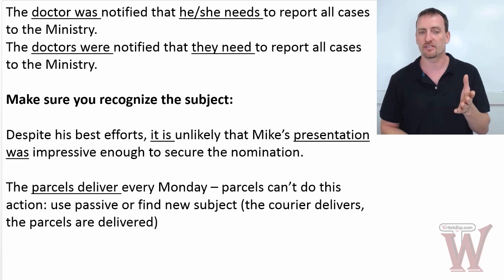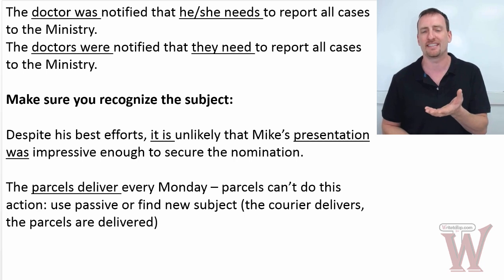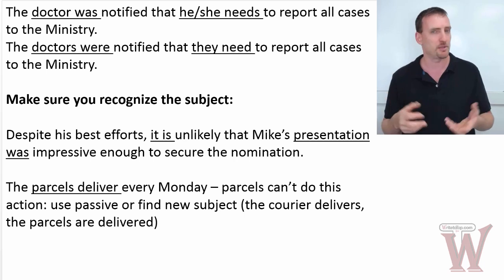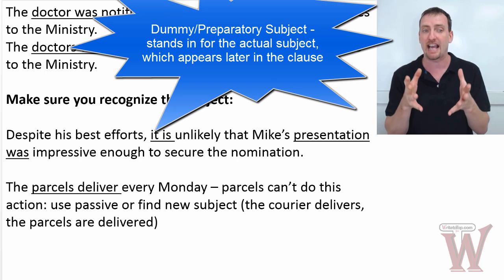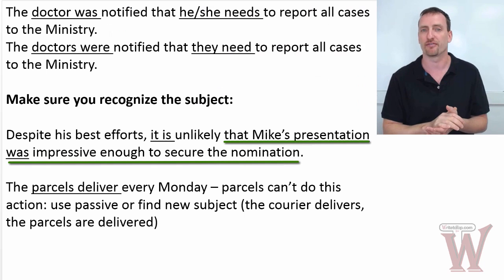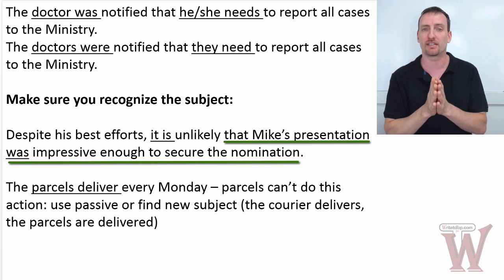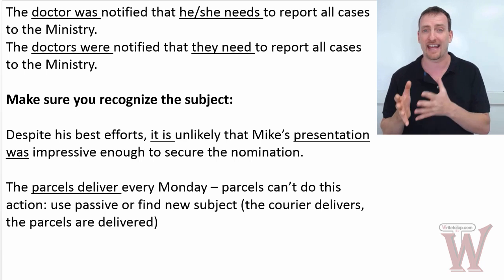Despite his best efforts, it is unlikely that Mike's presentation was impressive enough to secure the nomination. Now here, it's obvious it is singular, so it takes is, but what is it? It is called a dummy subject or a preparatory subject. Basically, the subject of this sentence is that Mike's presentation was impressive. That is the noun clause. It is the subject of the sentence, but we don't like to begin sentences with a that noun clause.